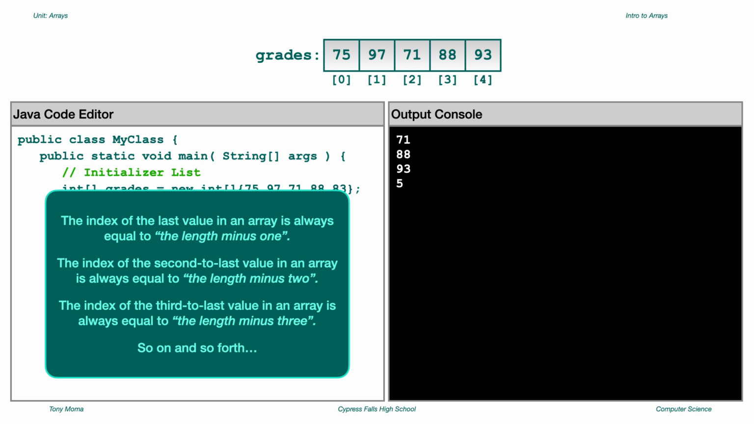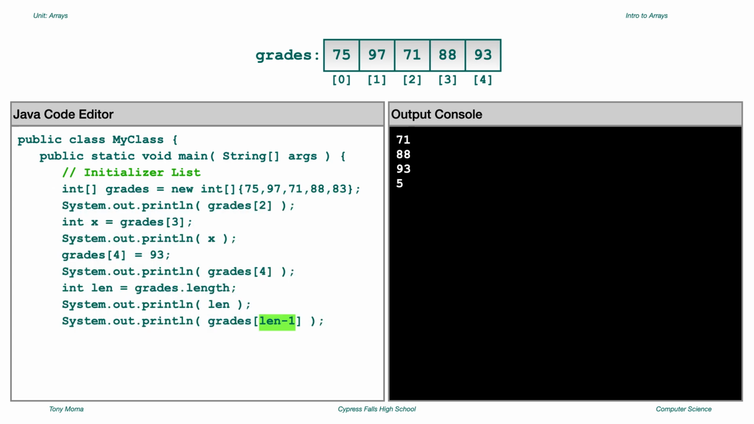So if, for example, I wanted to access the last value in the grades array, I wouldn't need to type 4, the exact number. I could just type the length of the array minus 1. Then, regardless of however many values are in the grades array, I know that the length minus 1 will give me the correct index for that last value. Henceforth, when I execute this line, 93 gets printed out because that's the last value in the array.